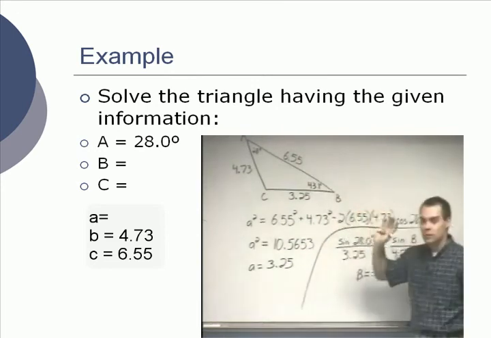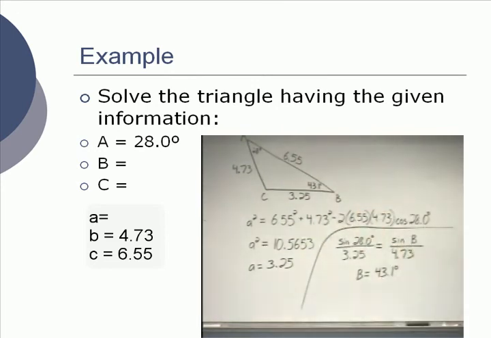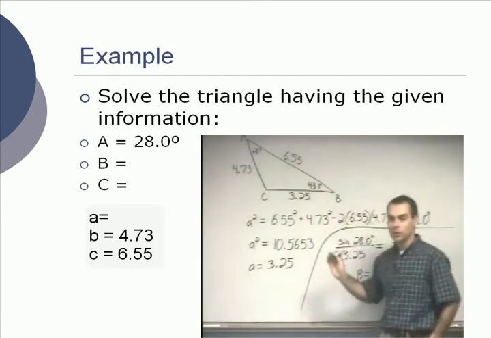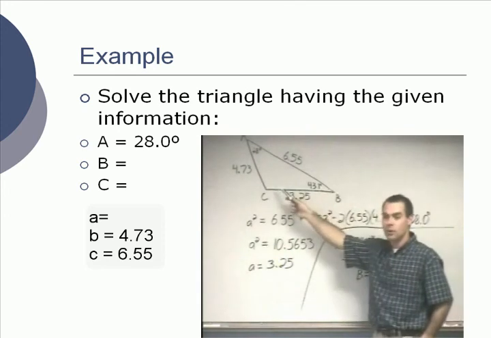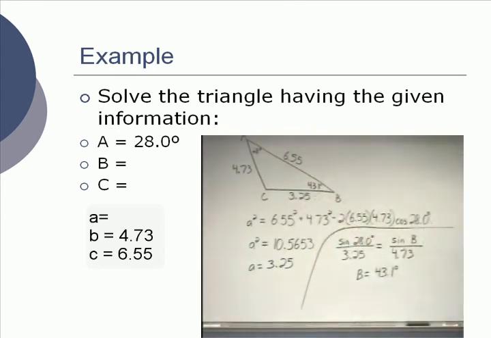And then there's no question about C because you find it by subtraction. So when you're finding more than one angle, the general trend is to find the smallest ones first and work your way up to the biggest ones. Find the biggest one by subtraction and you'll never run into that. So B is 43.1 degrees, and then by subtraction you find out that angle C is 108.9.